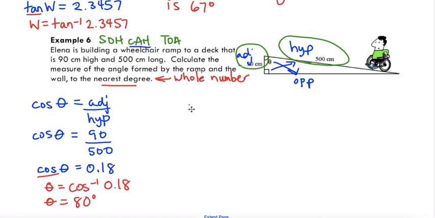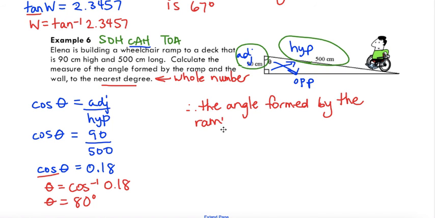And so lastly, my concluding statement is therefore, the angle formed by the ramp and the wall measures 80 degrees.